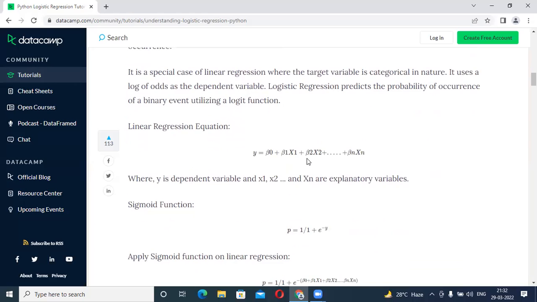It is a special case of linear regression where the target variable is categorical in nature. As I told you, logistic regression deals with categorical analysis or a binary classification problem. So obviously it is categorical in nature. That means it may be true or false, or the outcome is dichotomous in nature. Hence it is categorical in nature.